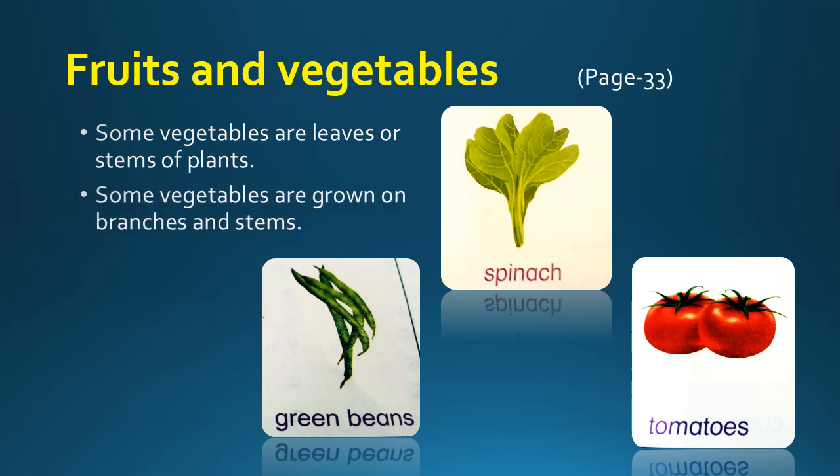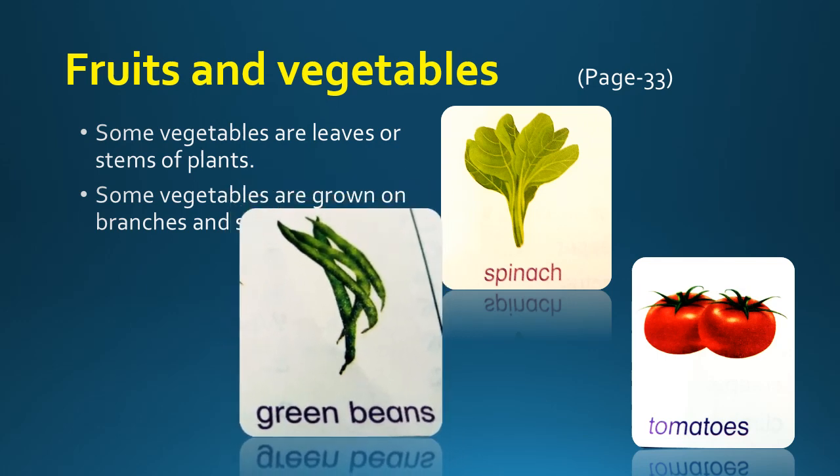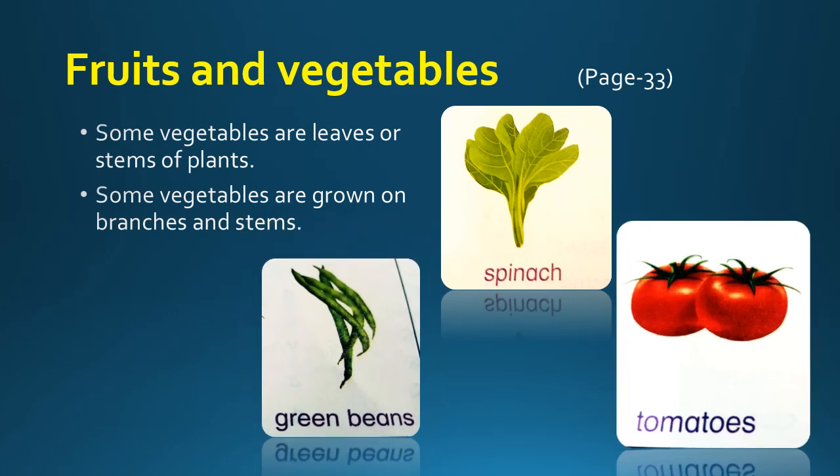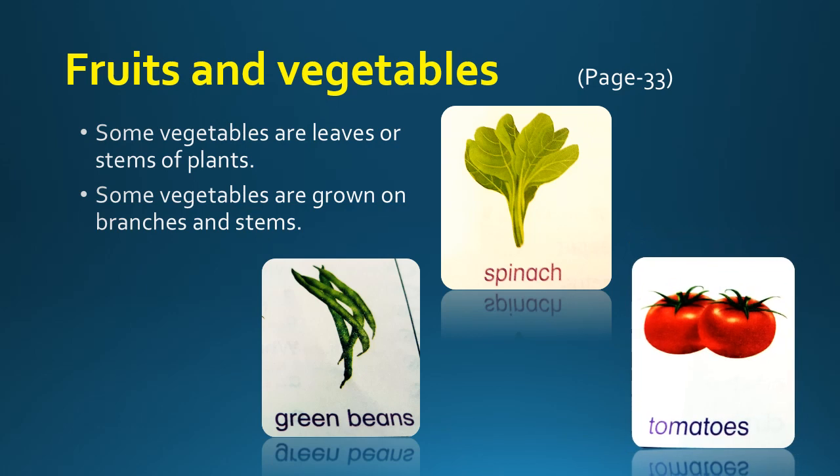Some vegetables are grown on branches and stems. और कुछ सब्जियां वो branches पर grow करती हैं या वो stems के ऊपर लगी हुई होती हैं. Like green beans and tomatoes. Here we have very interesting fact about the tomatoes, that tomatoes are basically fruit because they grow from the flowers, but they are used as vegetable.